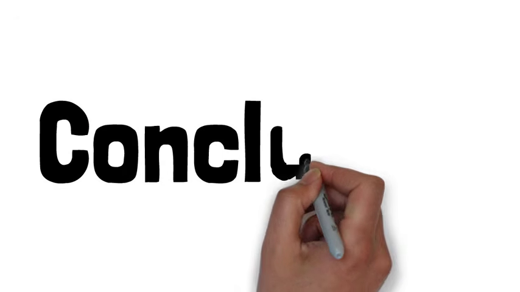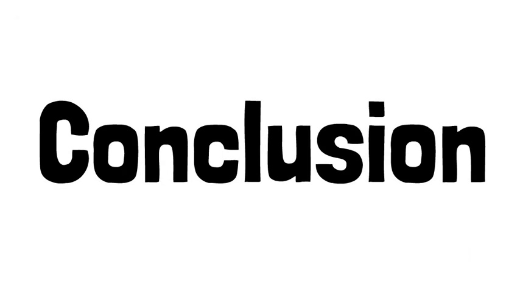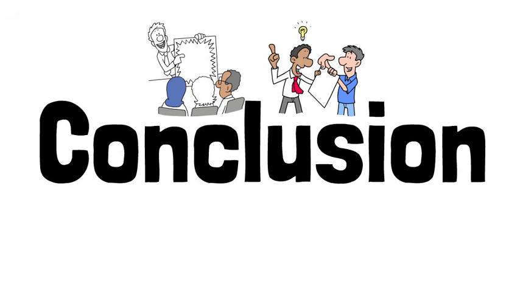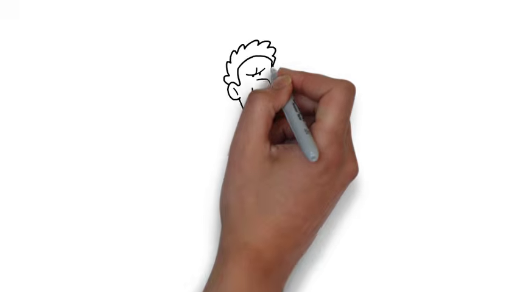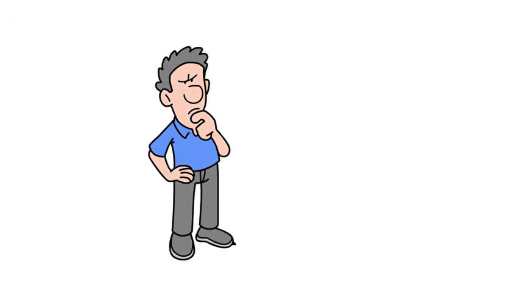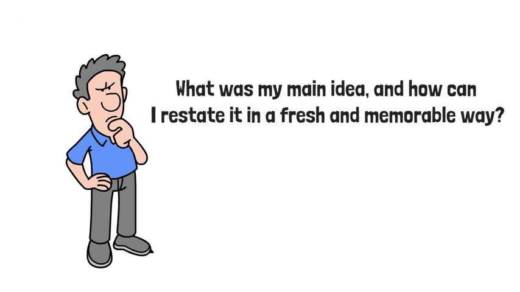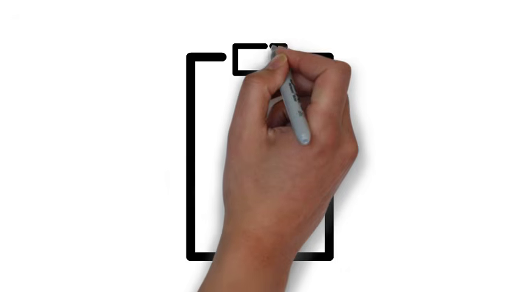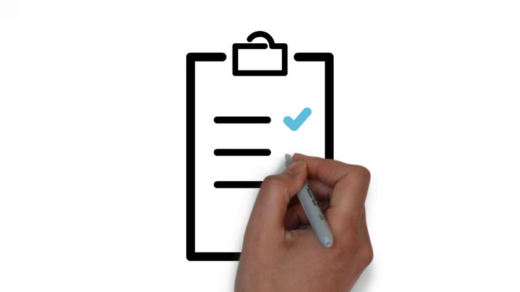The final paragraph of an essay is called the conclusion. It is your last chance to leave a strong impression on the reader and reinforce the main idea of your essay. As you write your conclusion, ask yourself, what was my main idea, and how can I restate it in a fresh and memorable way? There is no single method to write a conclusion, but the following 3-step formula is a helpful guide.